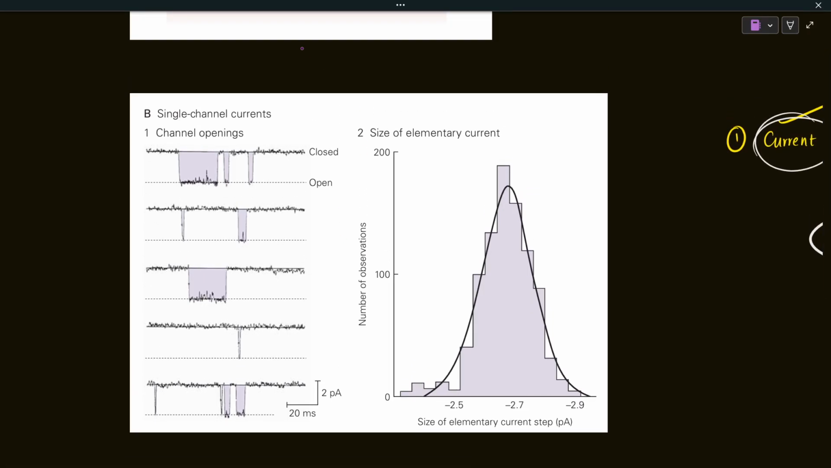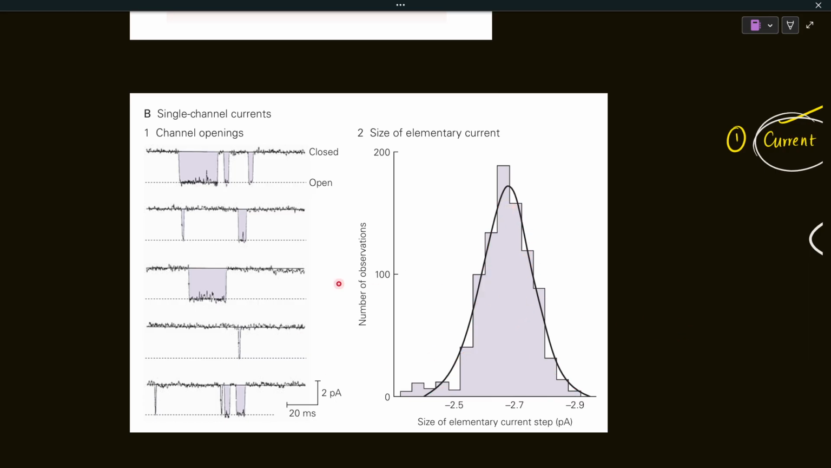Then, where were we? Yeah, so this diagram tells us that the current generated through a single acetylcholine receptor is the same. Then this is the histogram that is generated after taking the measurements of the value of the current which is generated after the opening of the receptor. That summed up to a normal distribution. This is a normal distribution curve.